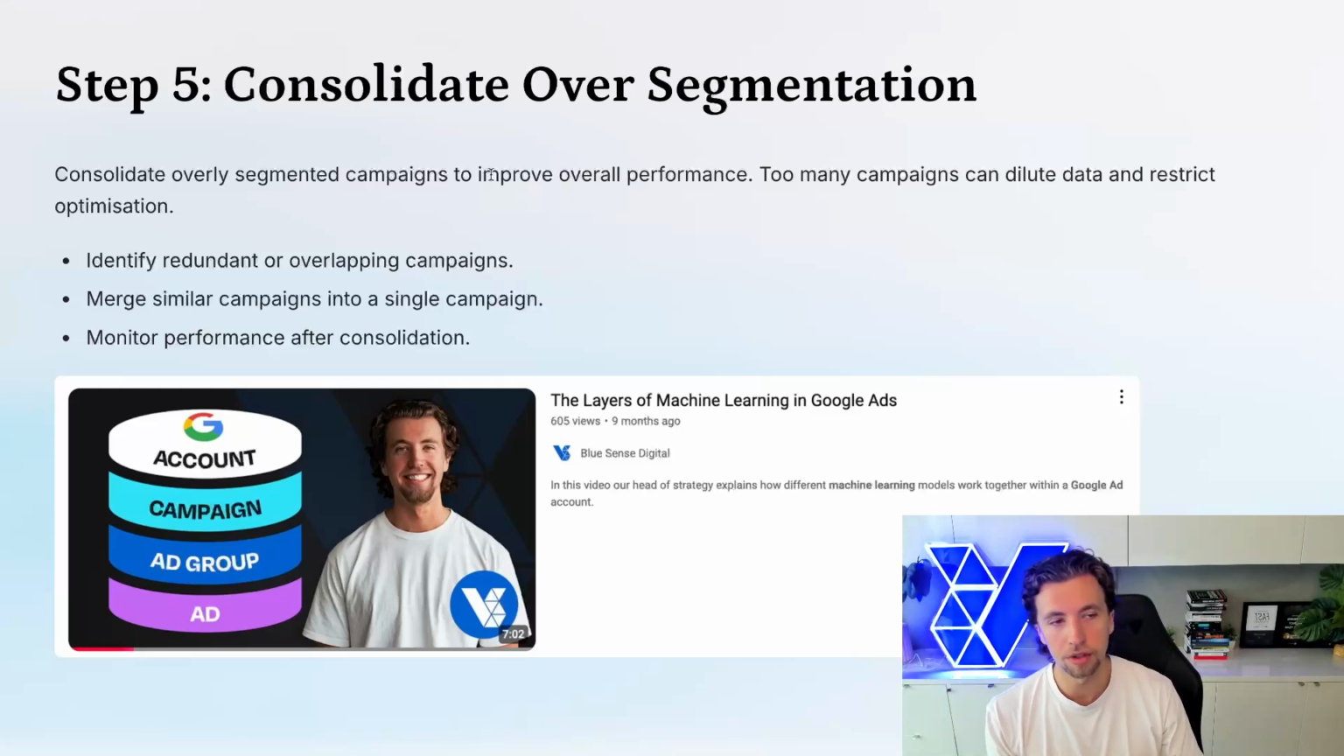Which means you're going to suffer from small sample size bias, which is where it's going to over-optimize towards a small data set of psychographic data points, and your targeting as a whole is going to worsen. Whereas if you consolidate those campaigns down, you will actually see better performance because you have more conversion volume flowing through the campaign.